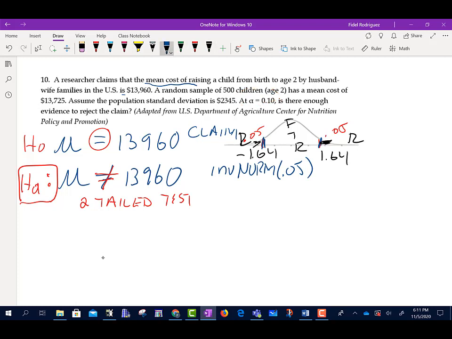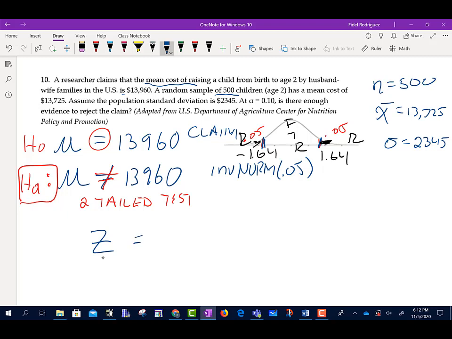So continue to read the problem. It says a random sample of 500 children. So what does that tell me? n is 500, has a mean cost, so my x bar is 13,725. Assume the population standard deviation is 2345. So my sigma is 2345. So what are we going to do now? We're going to find our test statistic, our z value.